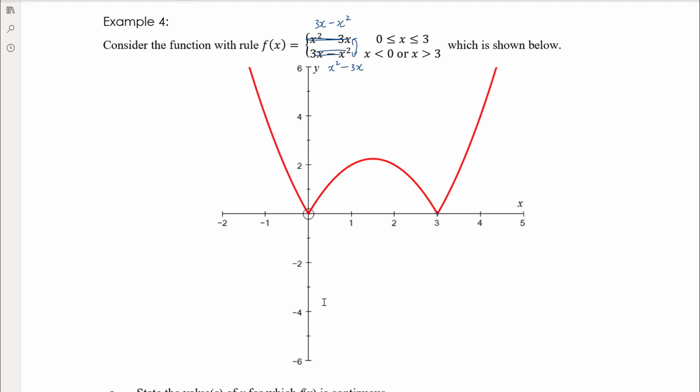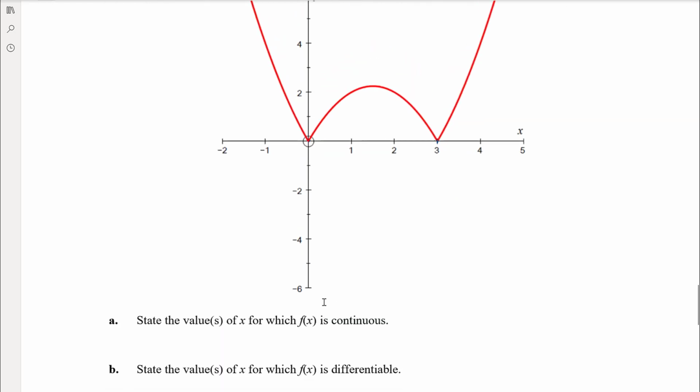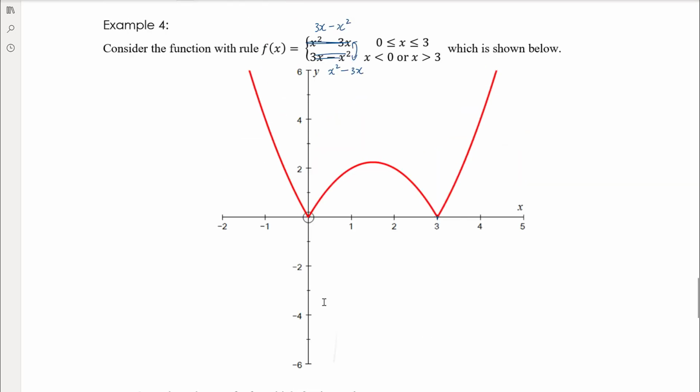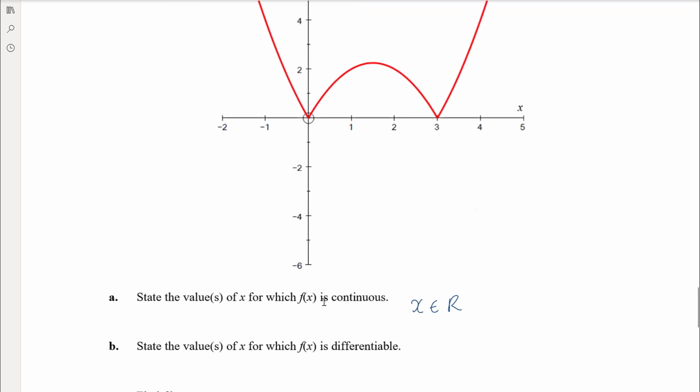They meet at that point, but obviously we've got sharp corners, so we're going to have issues with differentiability at that point. Okay, so part A, state the value or values of x for which f of x is continuous. Okay, so f of x is continuous for all the real numbers here. We can draw the graph from start to finish without lifting our pen, and there is no finish, it continues on forever. So it's continuous for all real numbers.